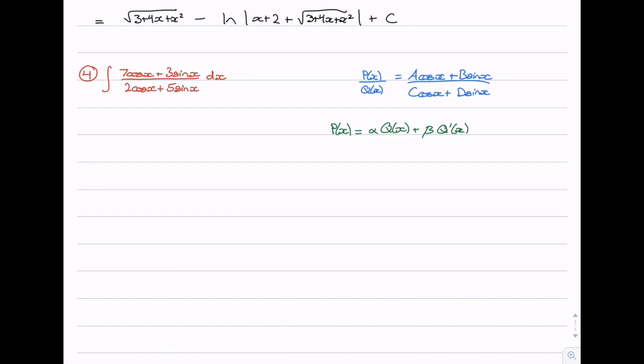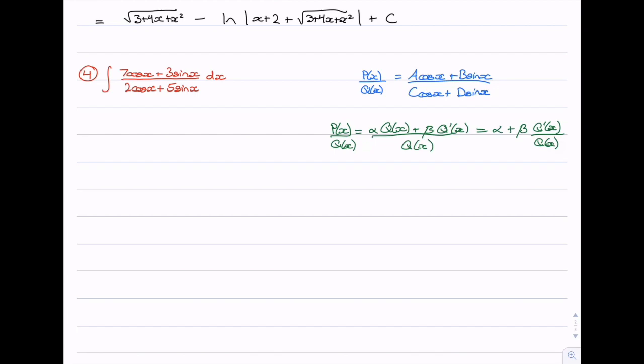Well, what happens when we divide by q of x? If I divide this by q of x, I'll get alpha, q of x divided by q of x is 1, plus beta times q dash of x divided by q of x. Now, can I integrate alpha? Yes, alpha is just a constant, so we know how to integrate constants. And what about beta times q dash over q? We can definitely integrate that. That's just a log. So if I can rewrite my numerator in this form, then I'm able to solve these types of questions.